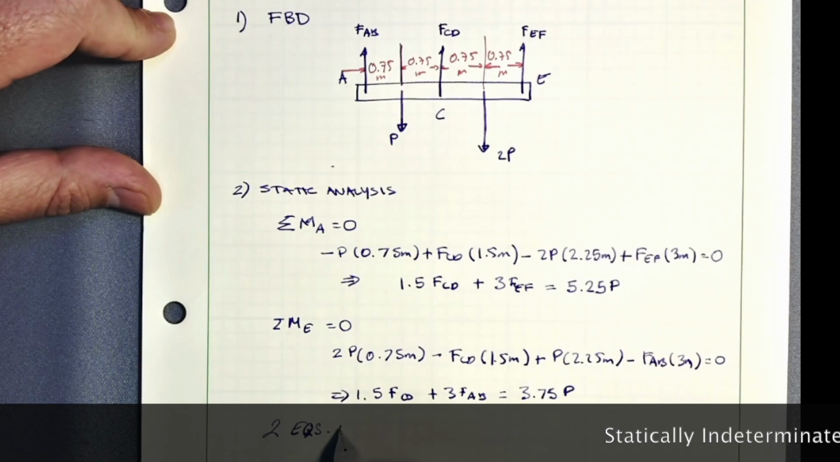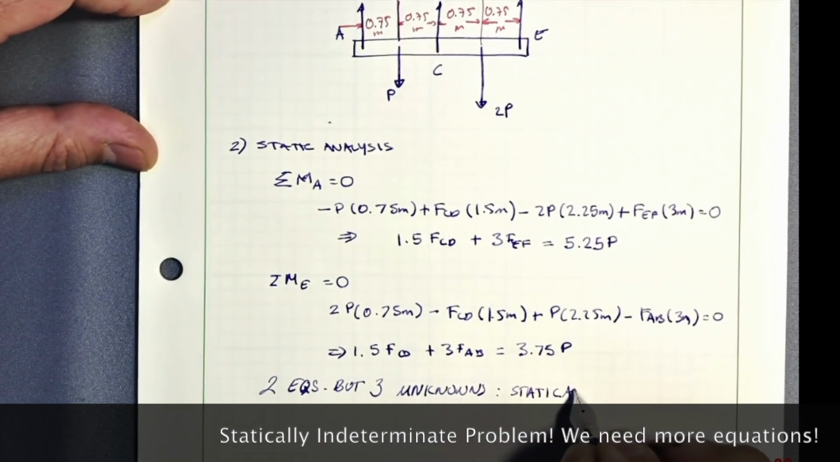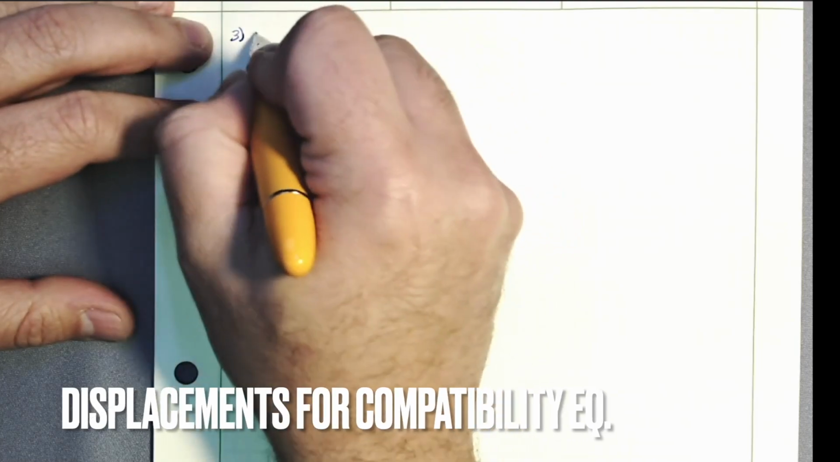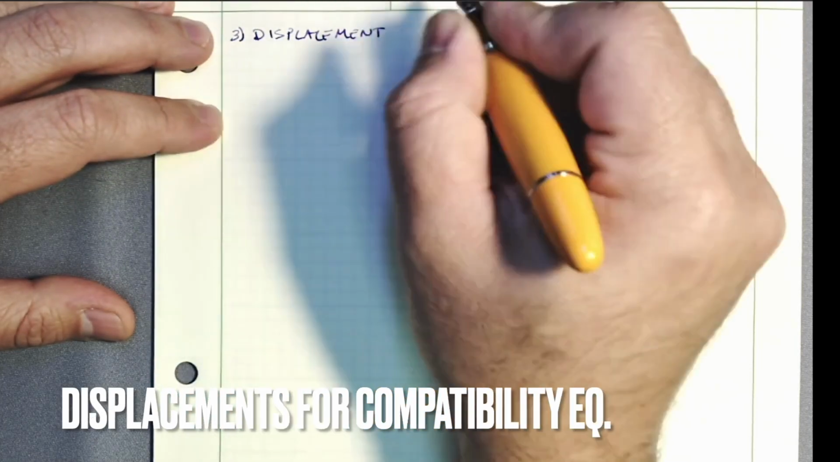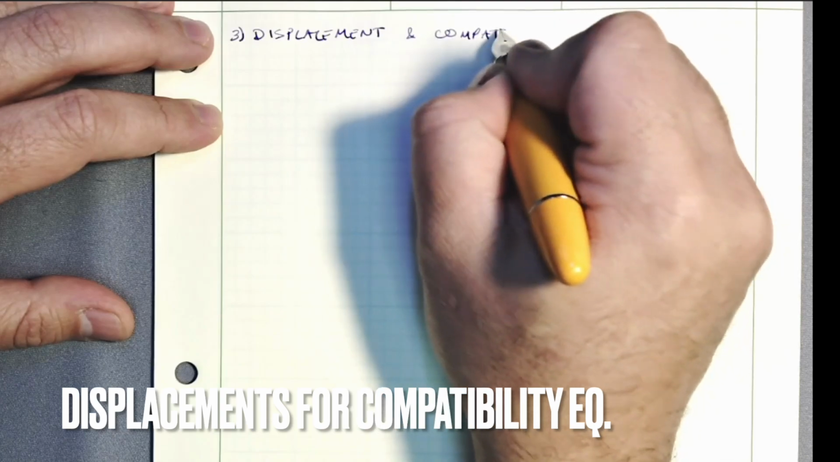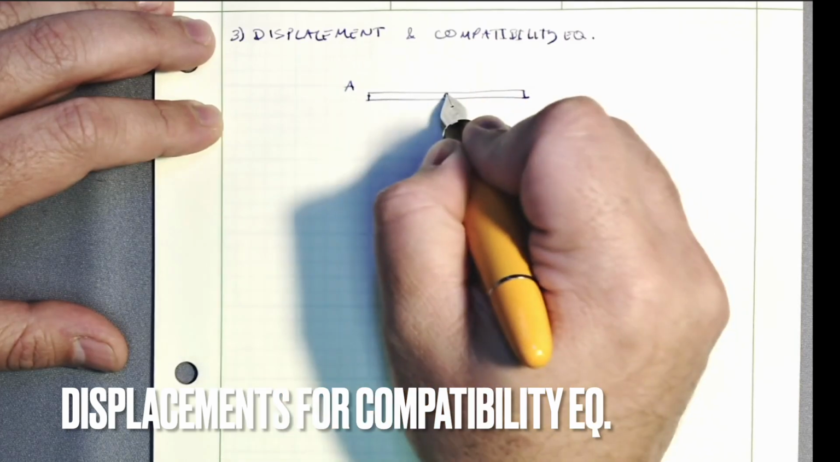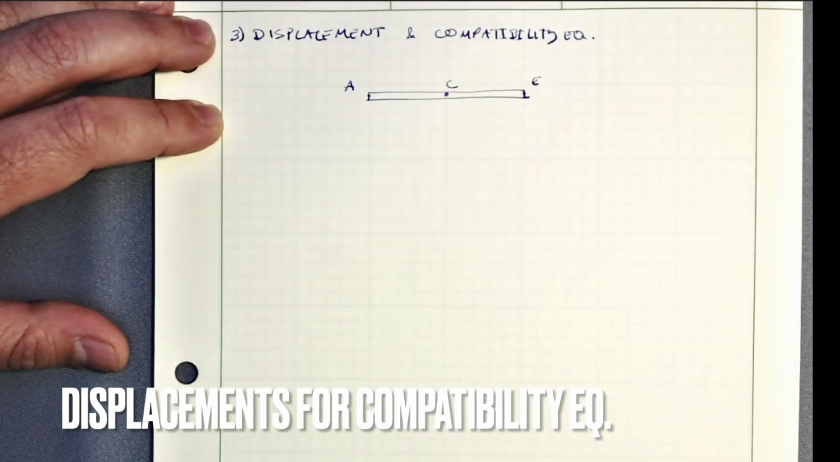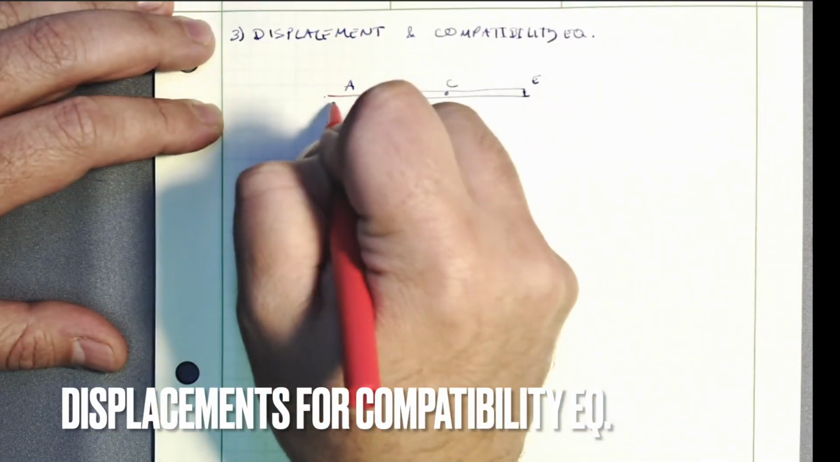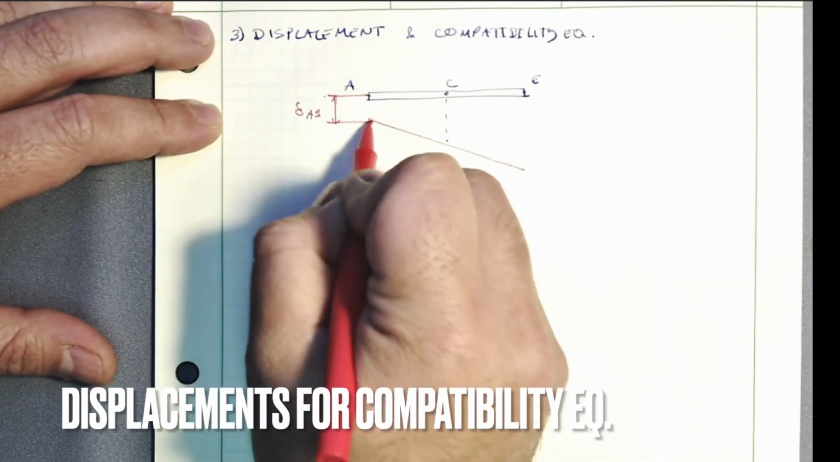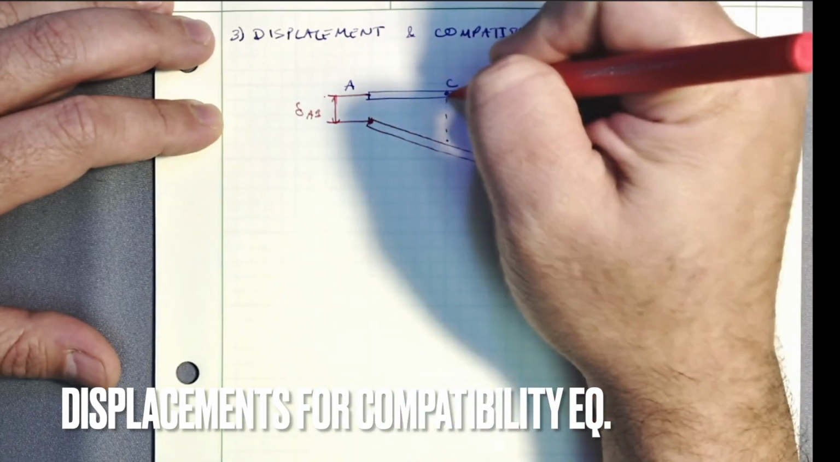With only 2 equations, this becomes statically indeterminate, and we need to create our compatibility equations to be able to solve for the 3 unknowns. To create the compatibility equation, we need to find out what the displacement of the beam is, and we consider each point A, C, and E, and see how they displace once the beam is under load. A displaces by a certain amount, C displaces a little further, and so does E.